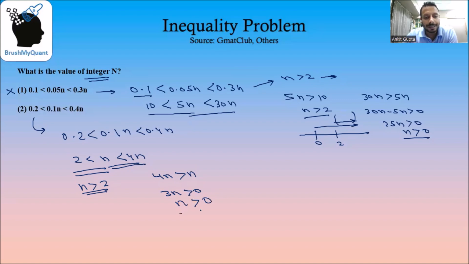So again, in this case also, we are getting the same thing, which is nothing but n is greater than 2. Now, even when you're combining both of them, you will end up getting the same thing, right? So we'll end up getting n is greater than 2. So even statement 2 is not sufficient, and even combining both of them together is also not sufficient. So answer will be option number E.